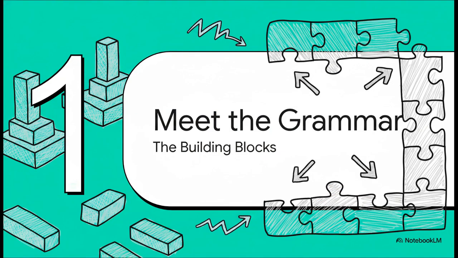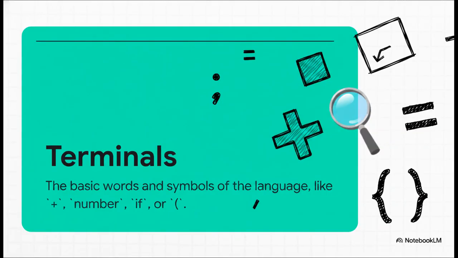So to really get how they work, let's look at the basic pieces. And the good news is, there are really only a few simple components that make up any grammar. Okay, first up, we have what are called terminals. You can think of these as the basic words and symbols of the language. They're the things you actually type, like a plus sign, a number, the keyword if, or a parenthesis. And they're called terminals because, well, they terminate. You can't break them down any further. A plus sign is just a plus sign. That's the end of the line.